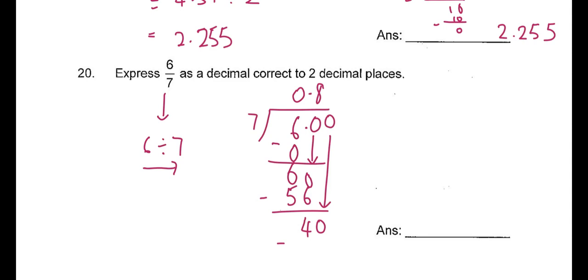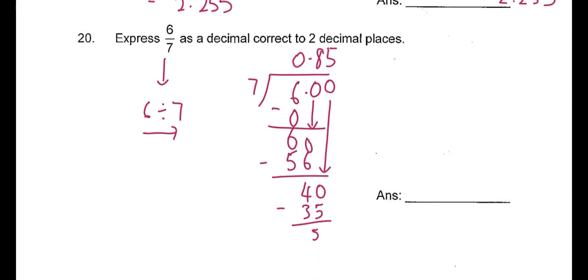49. So it will be 5, 35 here, 5. Now I will still want to continue because I need the last digit behind to tell me whether I should round up or round down. 50 and 7. So 50 and 7 gives me 7. Alright, 49. Now, I can stop here, otherwise it's going to go on and on.